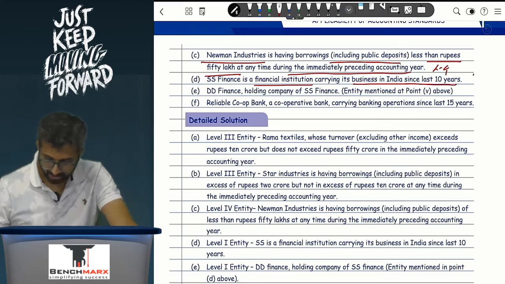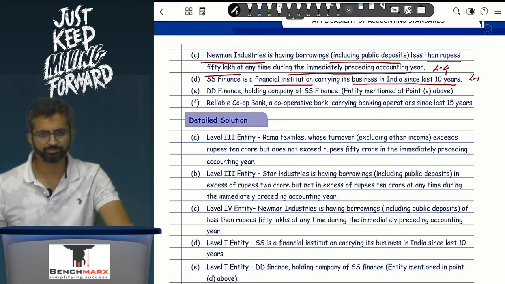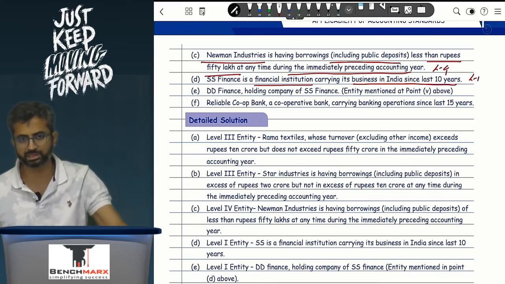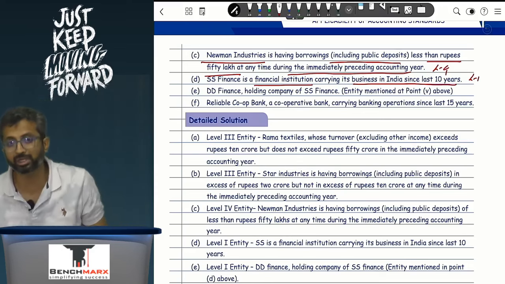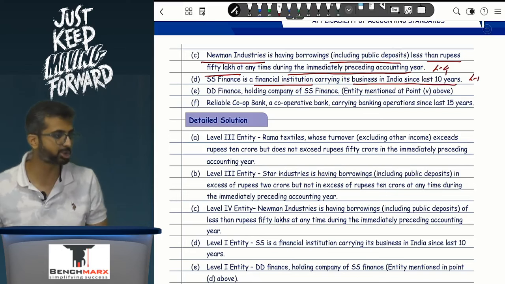Level 1. Remember, we had mentioned that banks, NBFCs, insurance companies, all of these are financial institutions. They are dealing with public money, and if they deal with public money, regulators are concerned and say they should be kept in level 1, just like listed companies. These companies will also go there.